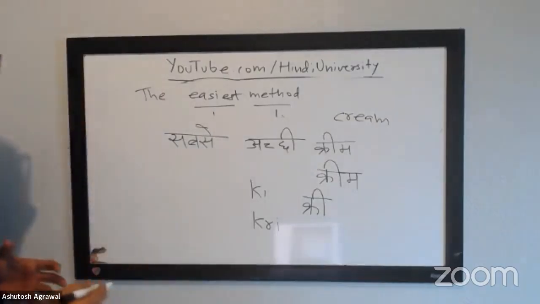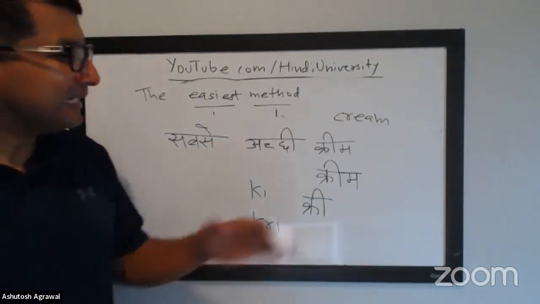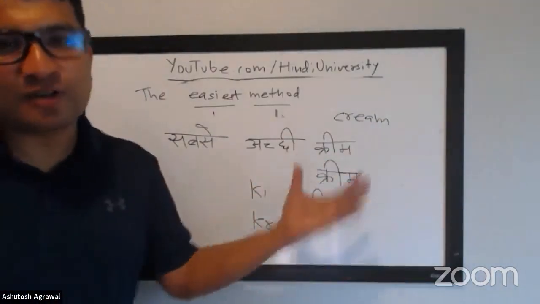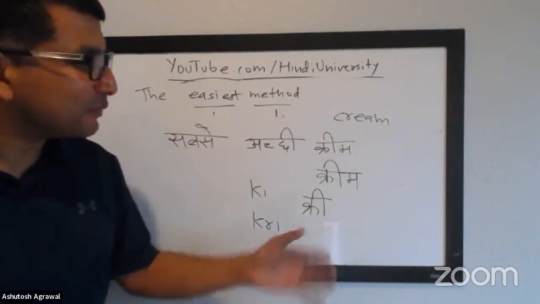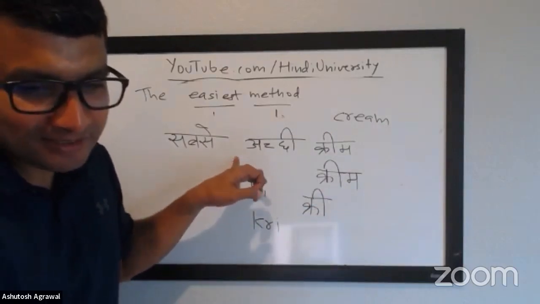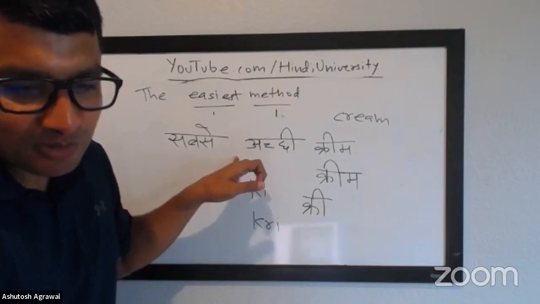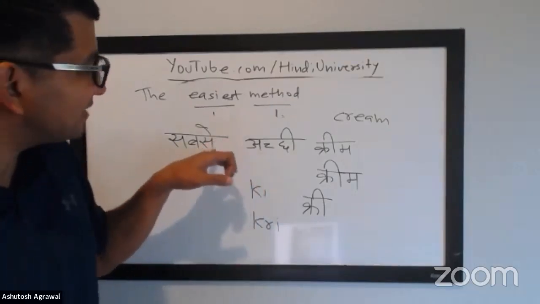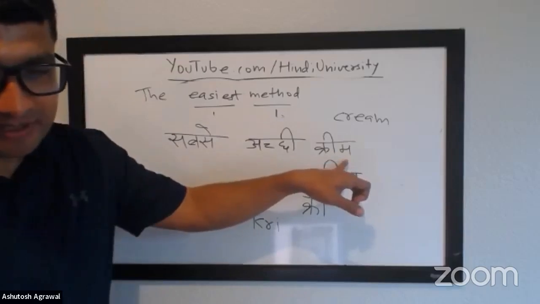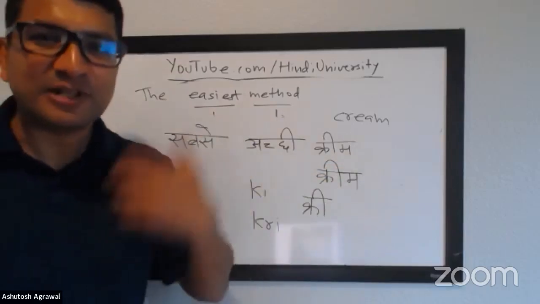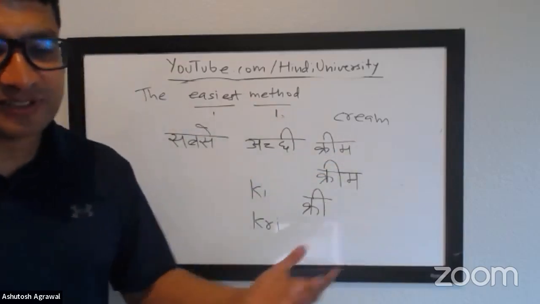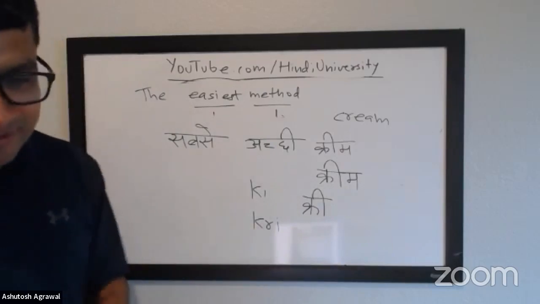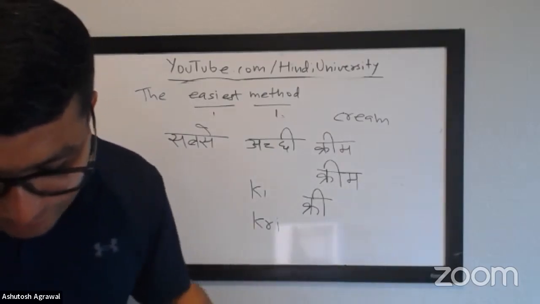This is like you took the English word and wrote it in the Devanagari. Quite confusing, right? In the news articles they often write that, so you take the English word and write the Devanagari of it. So what it is saying is sabse achhi cream. That cream, that lotion that you put on your face, that's what they're saying. And that was what the news article was talking about.